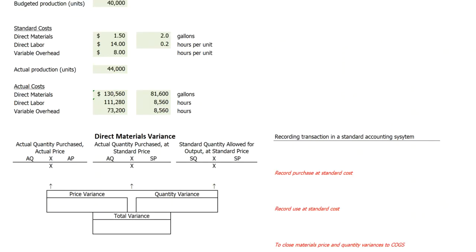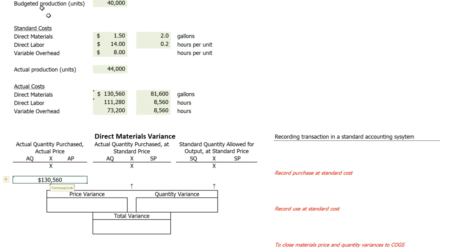Let's begin by calculating our direct material price variance and quantity variances. Recall we had budgeted production of 40,000 and actual production of 44,000. So we need to calculate the standard quantity allowed for 44,000 units. This would be our flexible budget amount. So let's go ahead and begin.